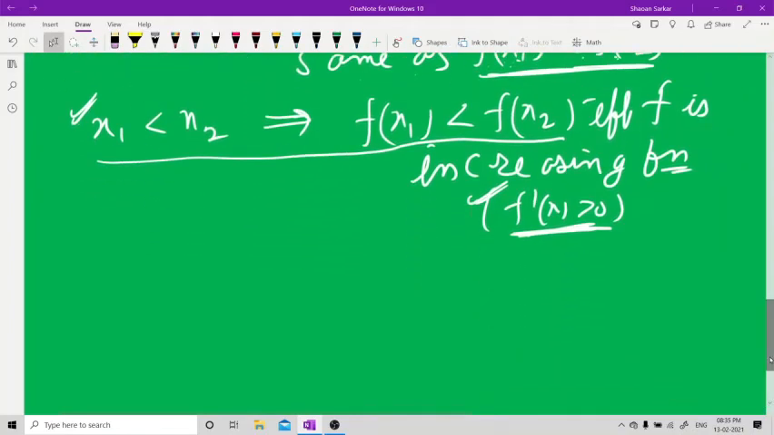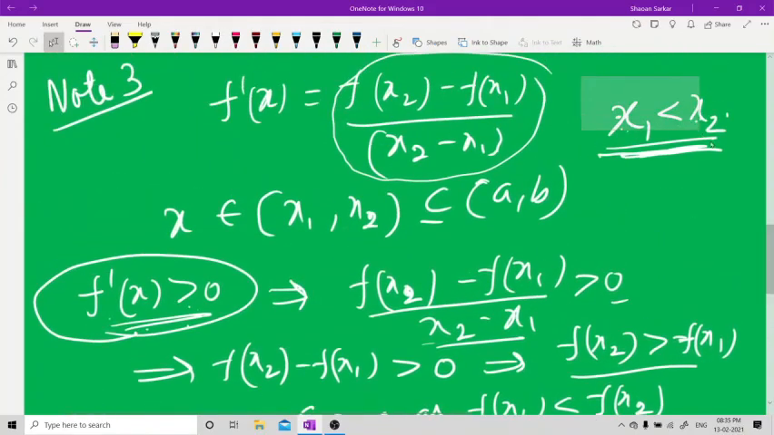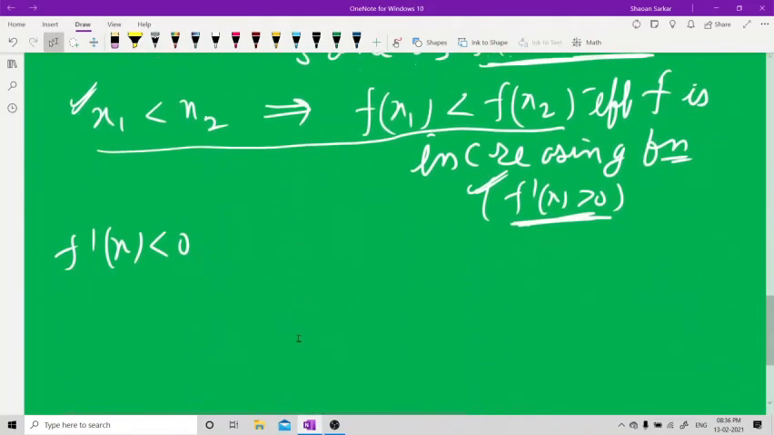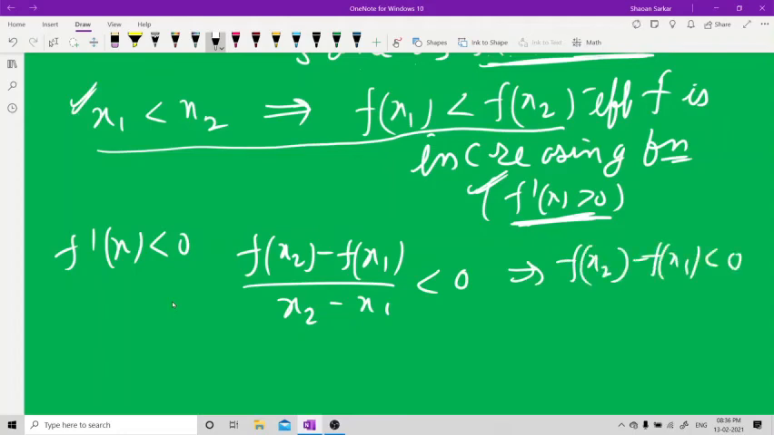अच्छा, अब for decreasing function, f dash x would be less than 0. We are taking that idea constant, always the same. That is, x1 is less than x2. I'm taking this always included. So now for f dash less than 0, (f(x2) minus f(x1)) upon (x2 minus x1) is less than 0. This will give me f(x2) minus f(x1) less than 0, which will give me f(x2) less than f(x1).